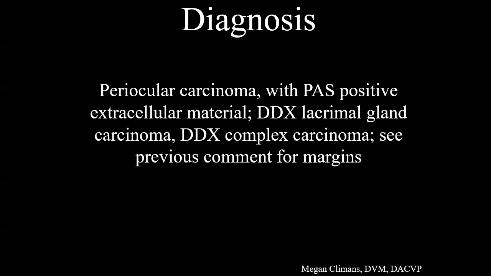We could have also run a smooth muscle actin or something like that, which would have been interesting. So if we really wanted to dig into why this tumor looks like this, we would have needed some more testing. But I think the main thing that they wanted to know clinically was, is this a carcinoma, and what was the likely anatomic origin? So we stopped there.